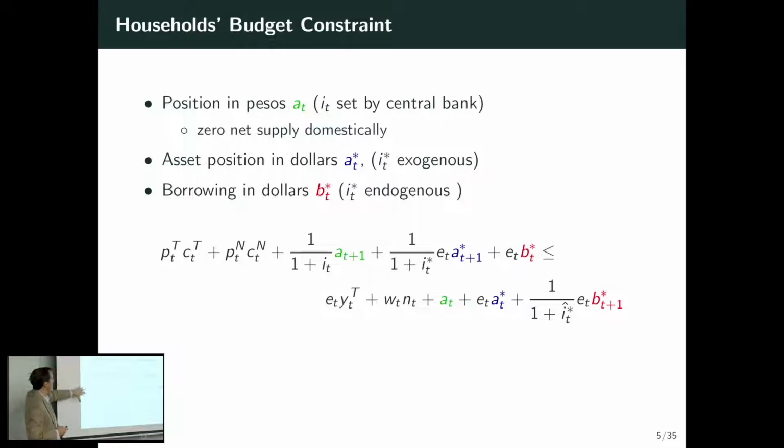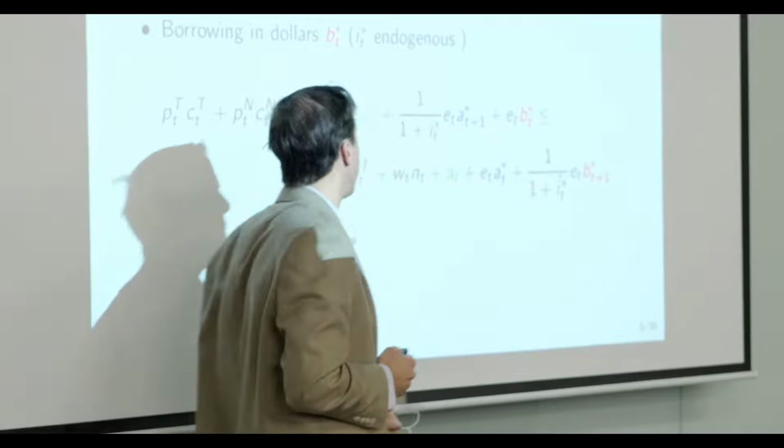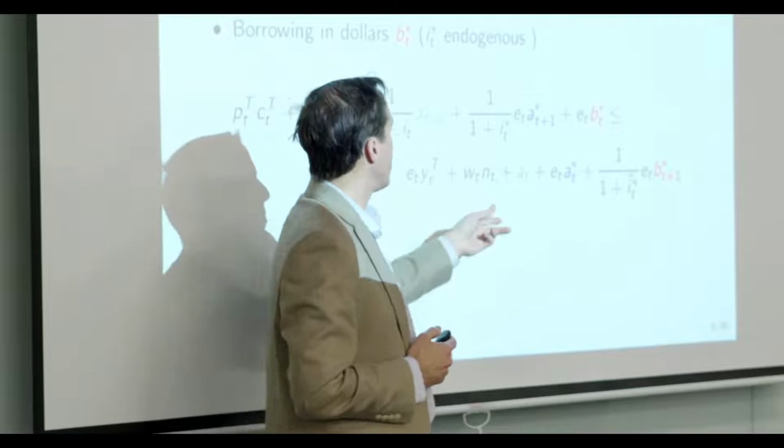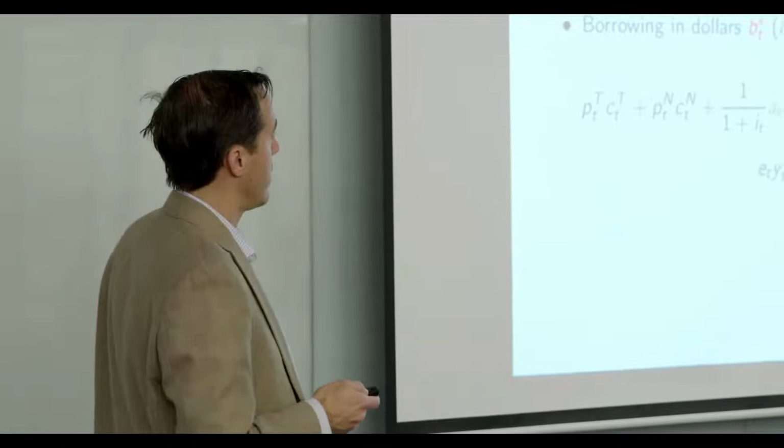Okay? So this is the budget constraint. Here you have basically the consumption expenditures. You have the investments in the assets, the domestic assets, the foreign currency assets. These are the payments of debt. And here are the sources of income: the tradable endowment, the labor income, and then the initial assets, domestic and foreign currency, and this would be the issuances of new bonds in foreign capital markets.